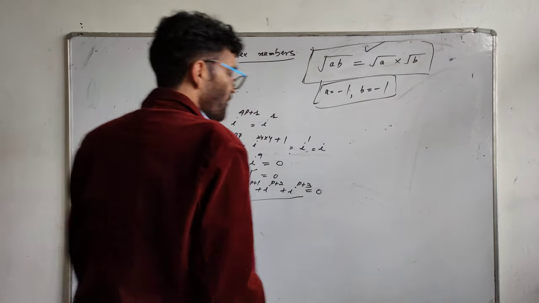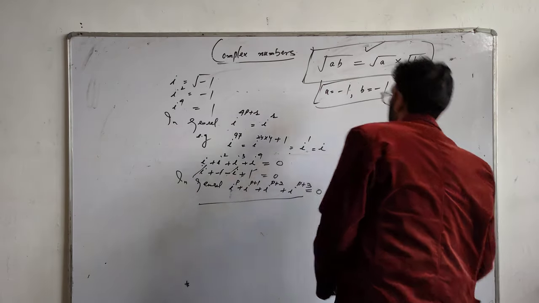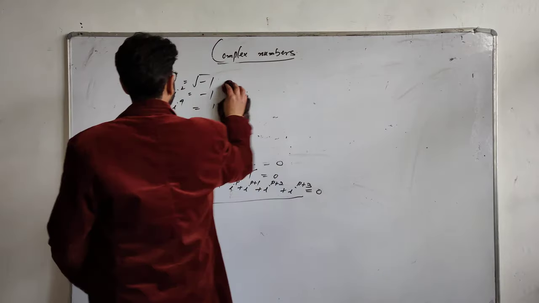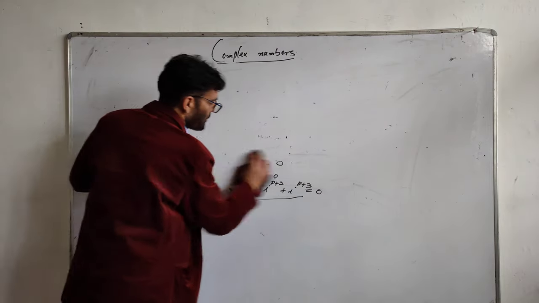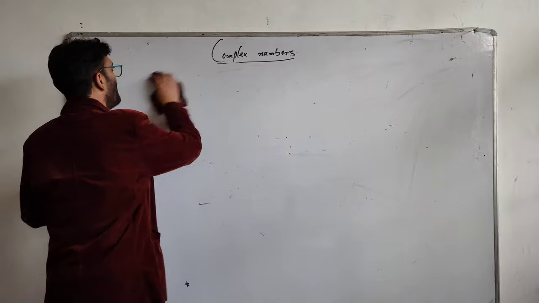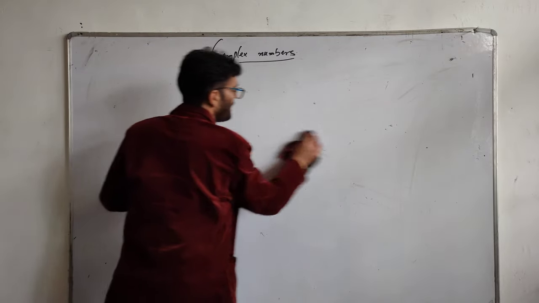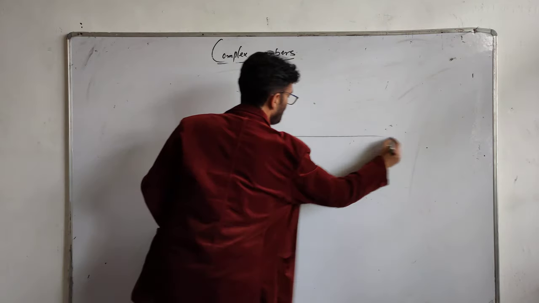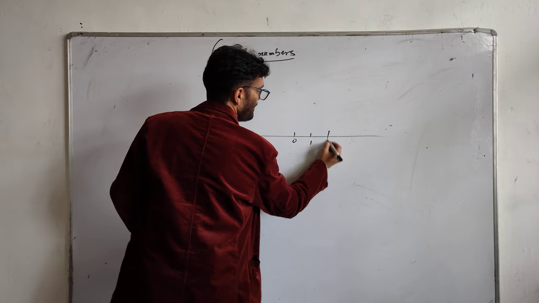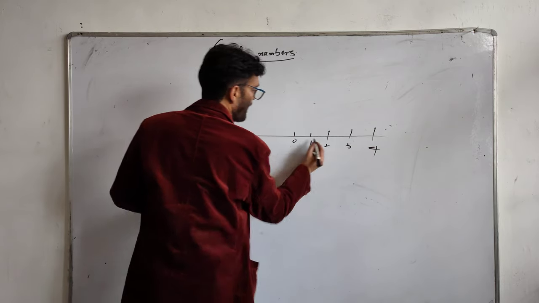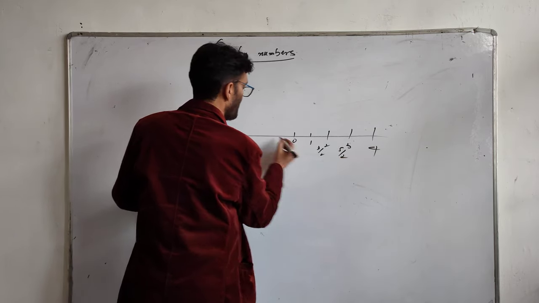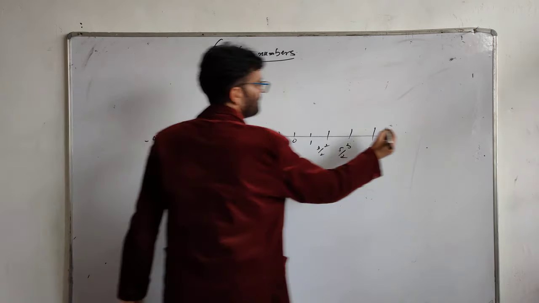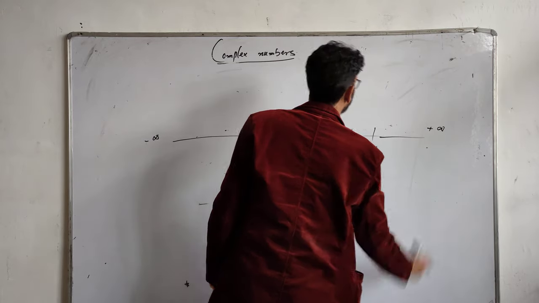Now we get to the main topic, that is the complex numbers. But one thing I will make clear over here: when we take real numbers on a real line, that is 0 over here, here 1, here 2, here 3, here 4, here 3 by 2, here 5 by 2, here minus 1, here minus 2, here minus 3, and so on and so forth, minus infinity to plus infinity. Are you getting it?